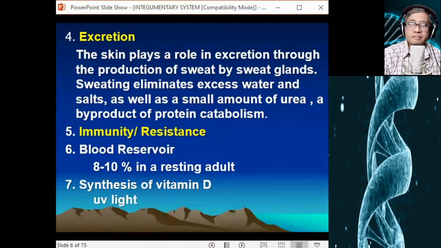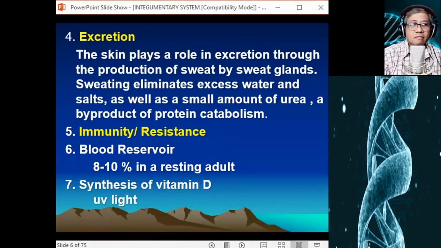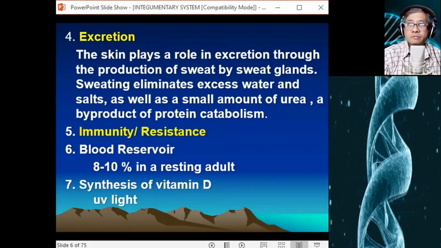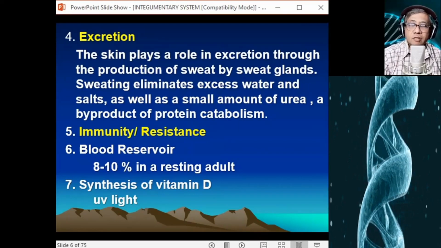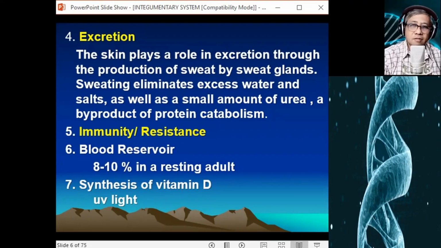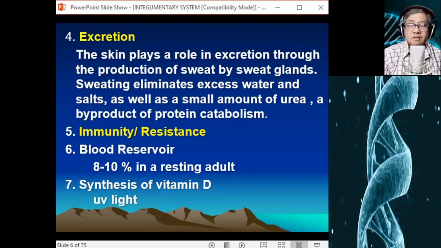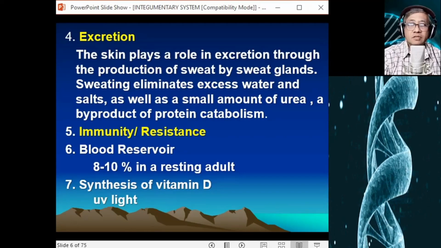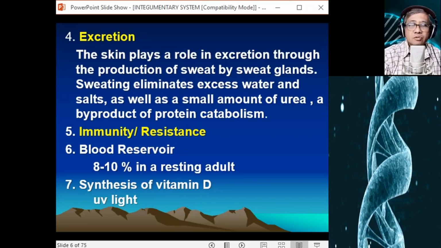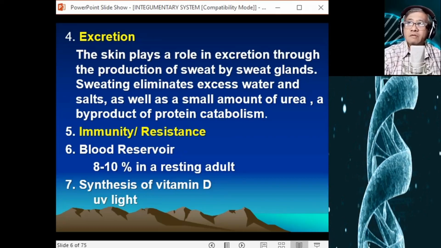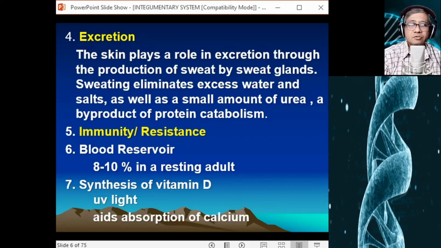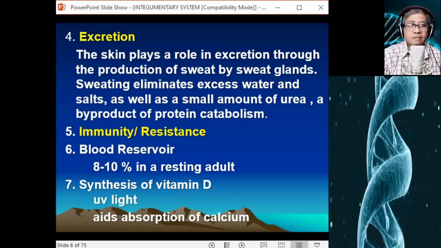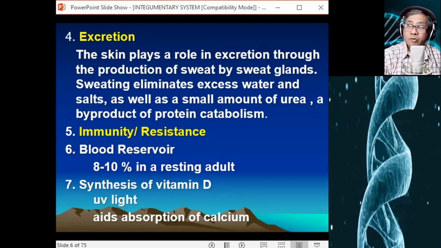Vitamin D, by the way, is a very important component in the development of bone tissue. That's why if you are exposed to the sun, especially in the morning, your bones would be a little sturdier, because the skin produces vitamin D by exposure to light, and vitamin D helps in the production of bone tissue. Vitamin D aids in the absorption of calcium, and calcium is a very important component of bone. The matrix of bone tissue is calcium.